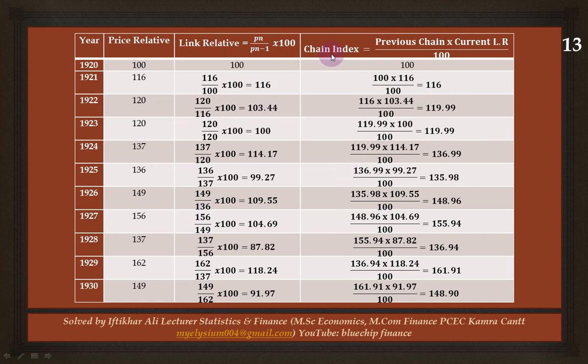And chain index is always equal to previous chain multiplied by current link relative divided by 100. For first time period, chain is 100. For second time period, previous chain is 100 multiplied by current link relative 116 divided by 100, and the result is 116. And the next period, previous chain is 116 multiplied by current link relative 103.44 divided by 100, and chain is 119.99, and so on.